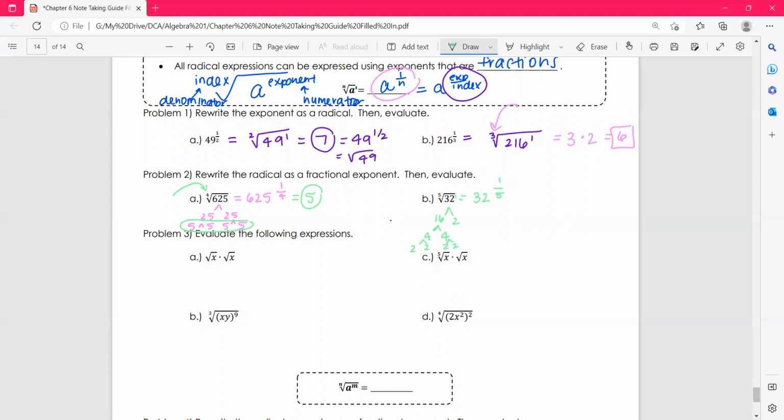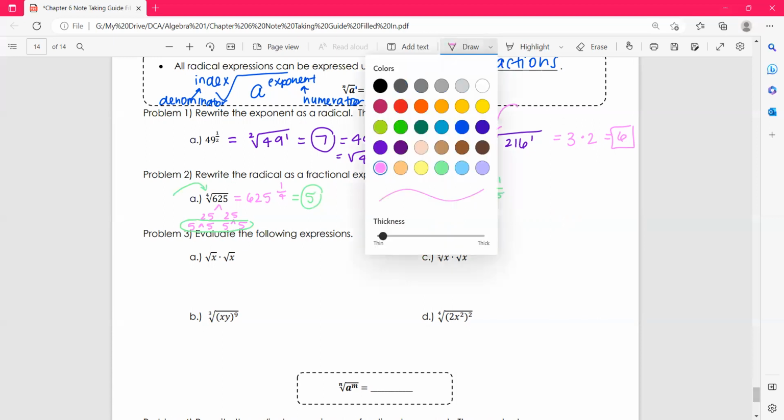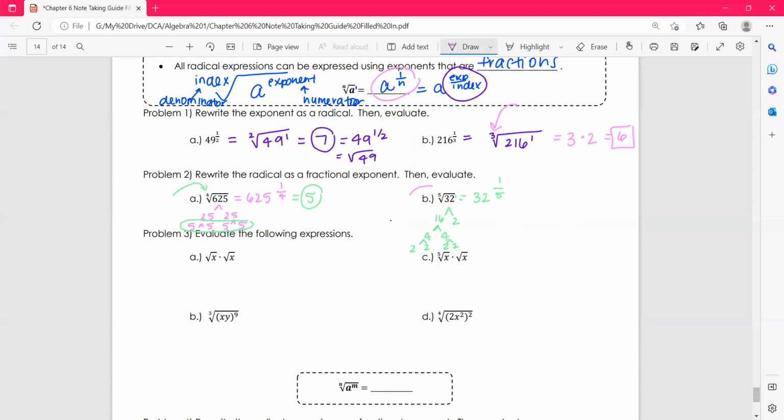So I'm not going to look for triplets. I'm not going to look for quadruplets. I'm going to look for quintuplets because the index is a 5. So I'm going to look for numbers that happen 5 times. There are 5 2s. So my answer is 2. Okay, the 5th root of 32 is 2.